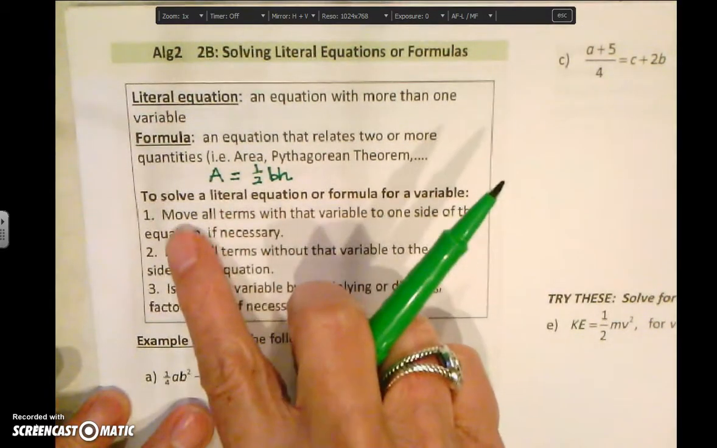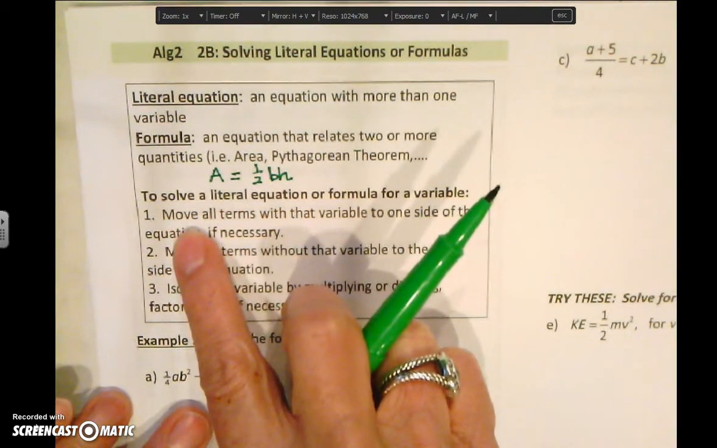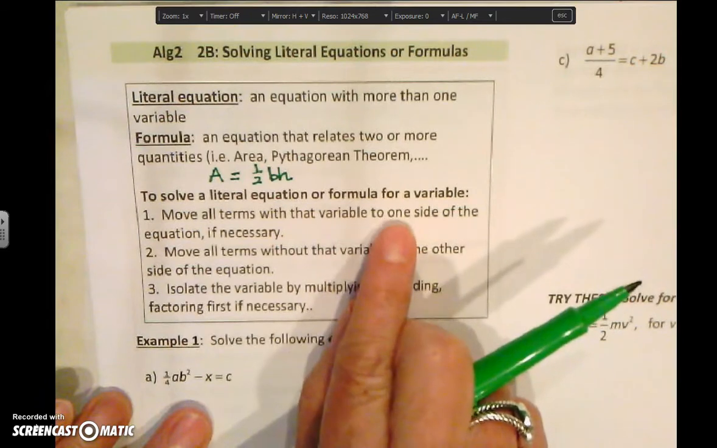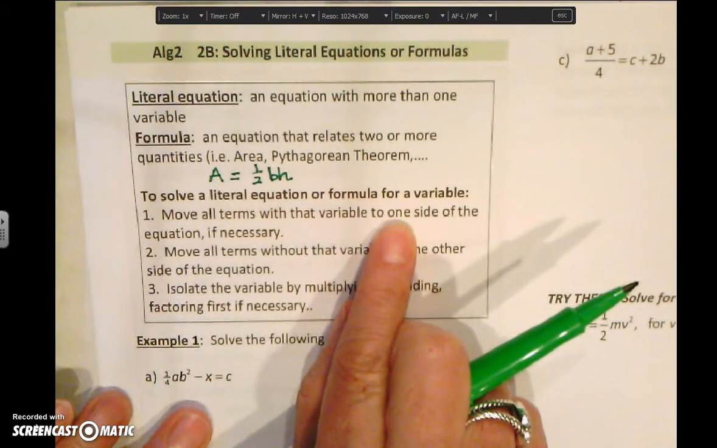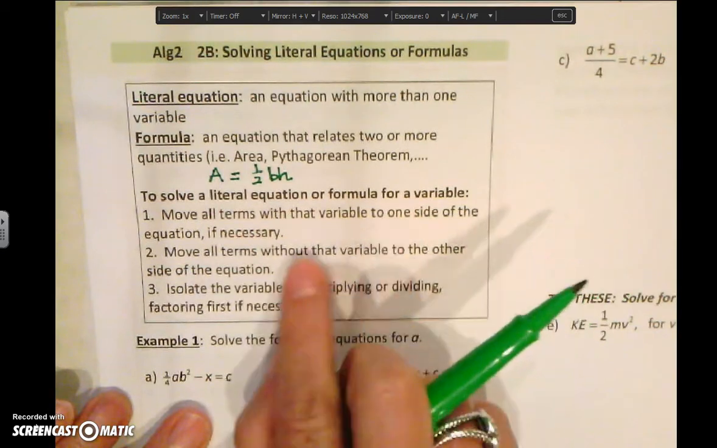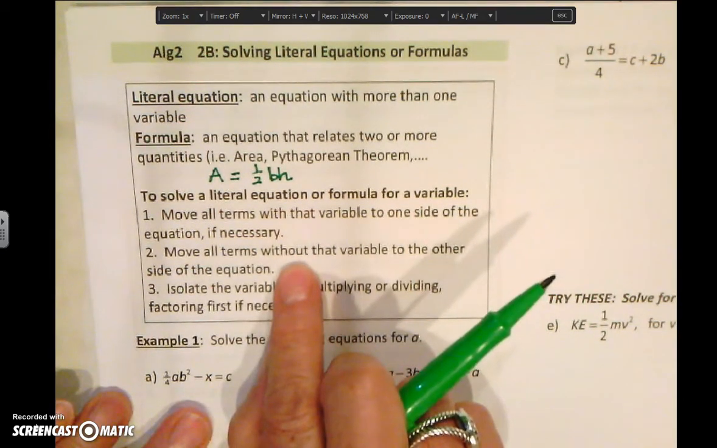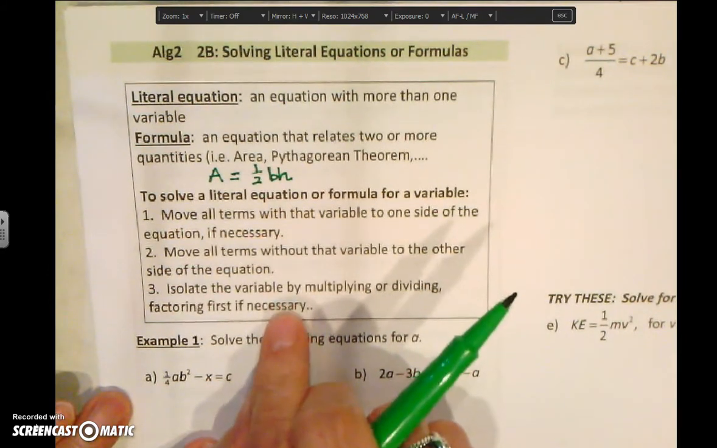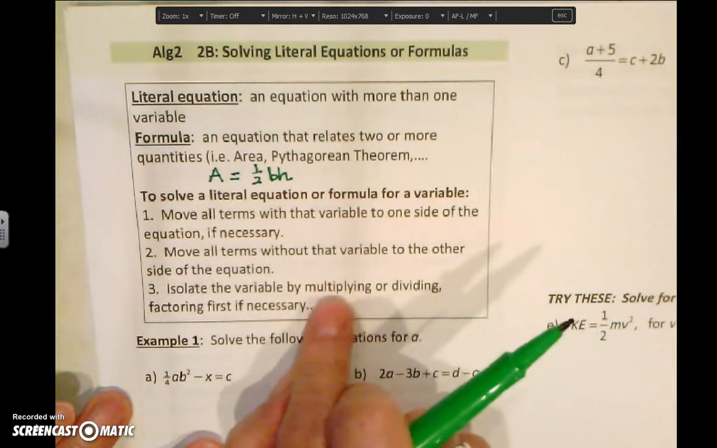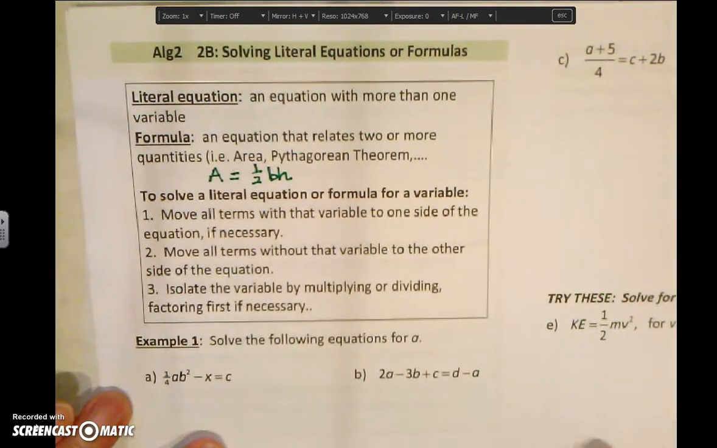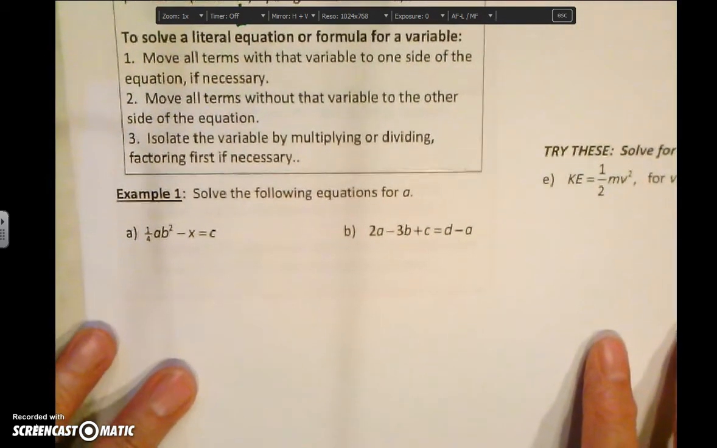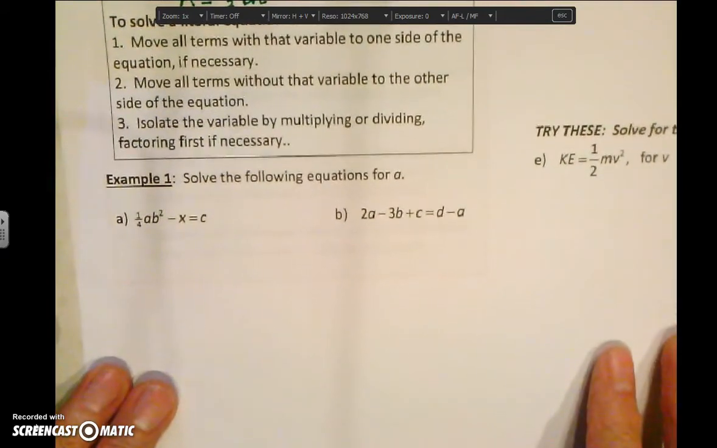general instructions. First, you want to observe where the variable is that you're wanting to solve for, and then move all terms with that variable to one side of the equation if necessary. And then, if necessary again, move all the terms that don't have that variable in it to the other side of the equation. And then you're going to do some steps using a reverse PEMDAS to isolate the variable, sometimes by multiplying or dividing. We're not going to be doing any factoring on our problem, but yes, factoring if necessary. So let's start with example 1.